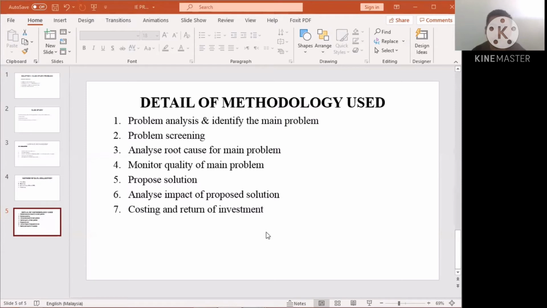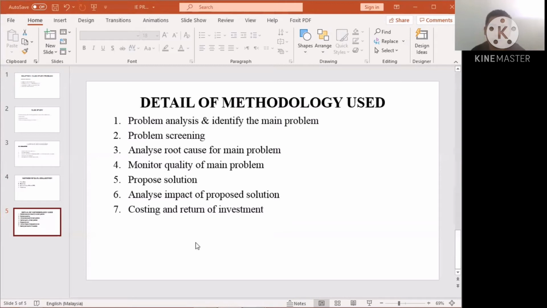Next, analyze the impact of the proposed solution. So for this part, we use the productivity formula to measure the company's competitiveness, for the single factor productivity and multi-factor productivity. For the single factor, the output is divided by the input. So the formula is the units of output divided by units of input. For the multi-factor productivity, the formula will be the output divided by the labor plus material plus energy plus capital plus miscellaneous.